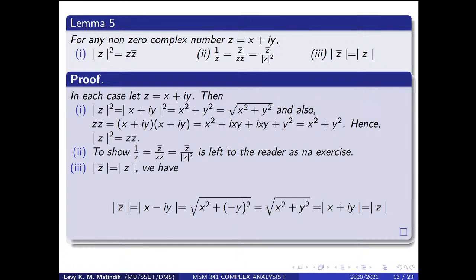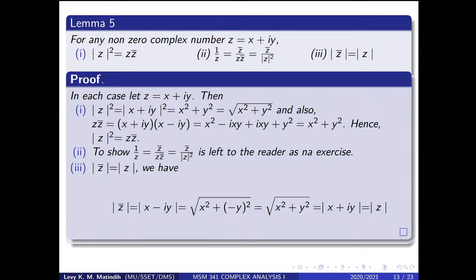Now remember, this will give us x squared plus y squared. This will be the square of the square root of x squared plus y squared, which will give us x squared plus y squared.